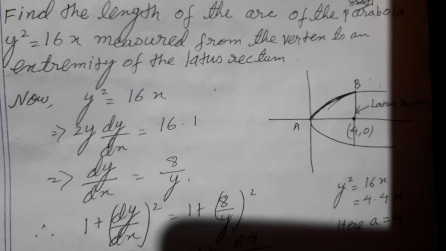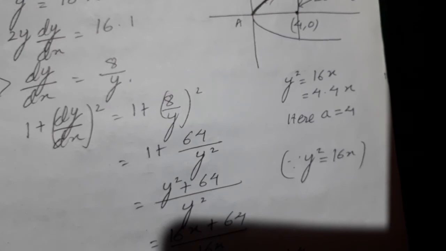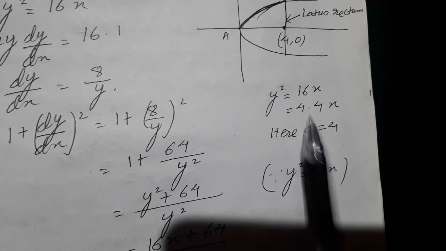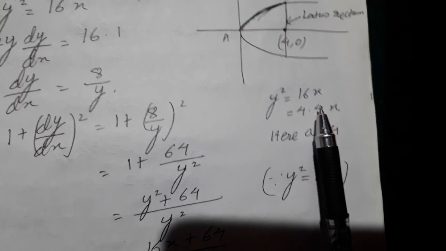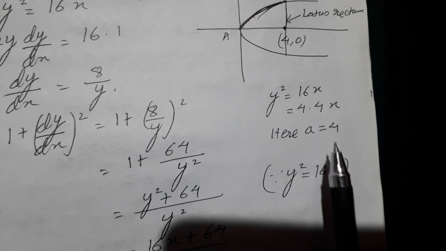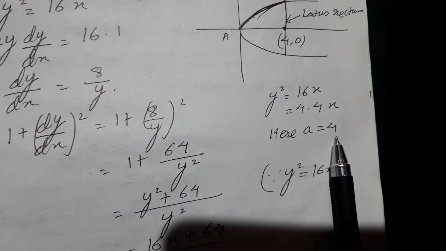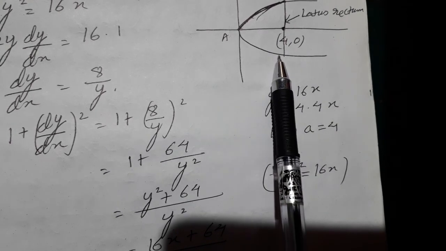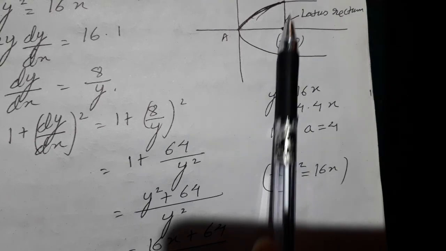So here, first of all, let us know what is the focus of this. Here I have written y square equal to 16x. So y square equal to 16x can be written as 4 into 4x. If you convert it in the form of y square equal to 4ax, a is 4. So the coordinate of the focus is 4 comma 0, and this is our lateral rectum.